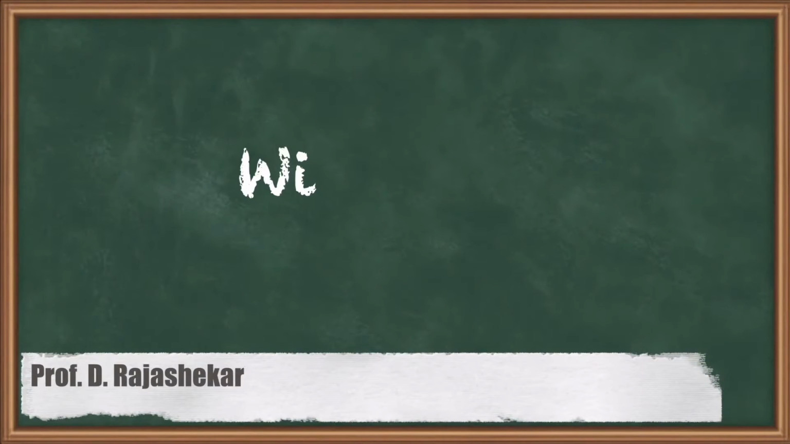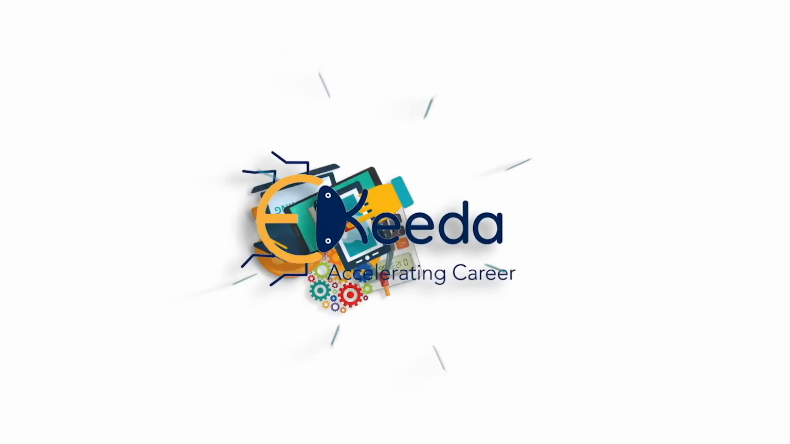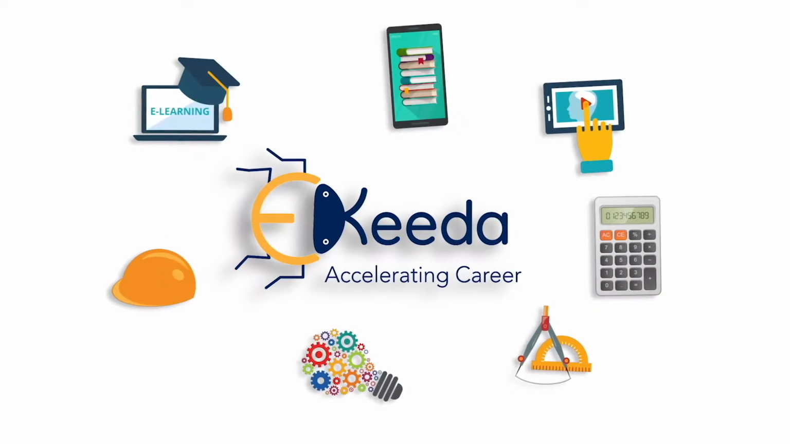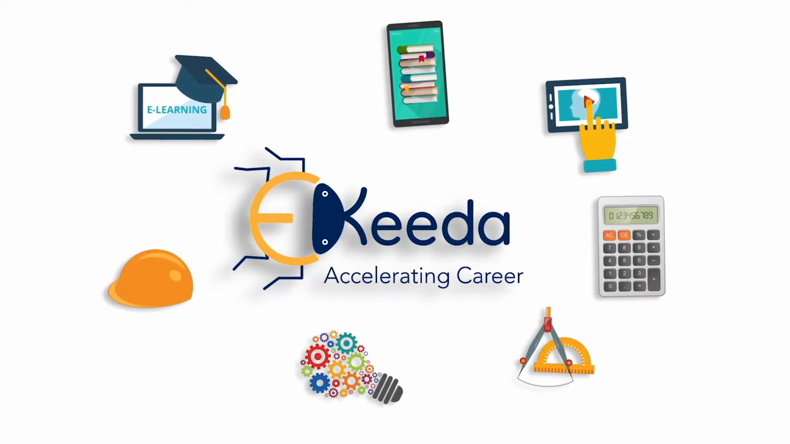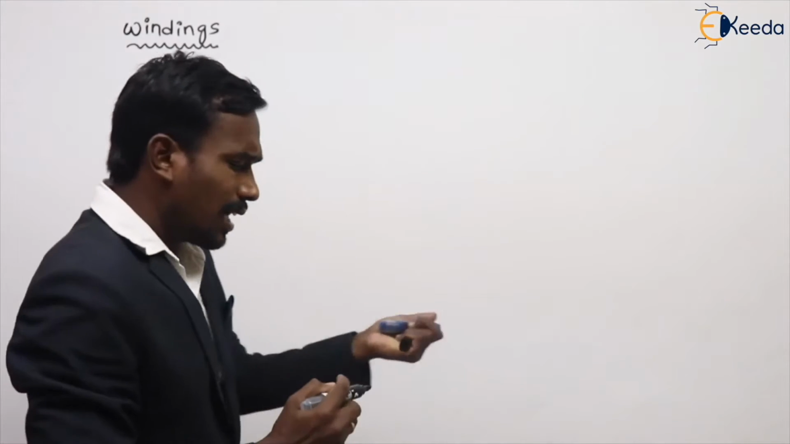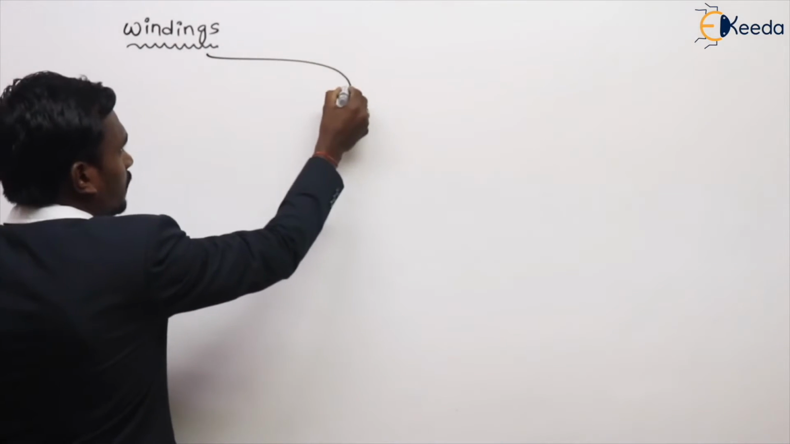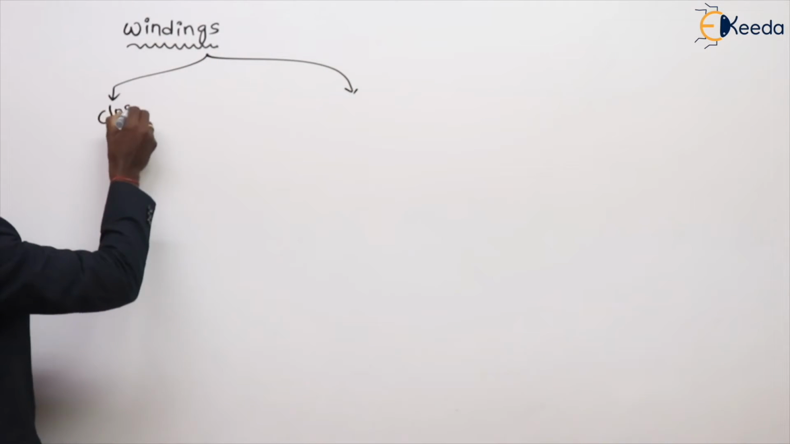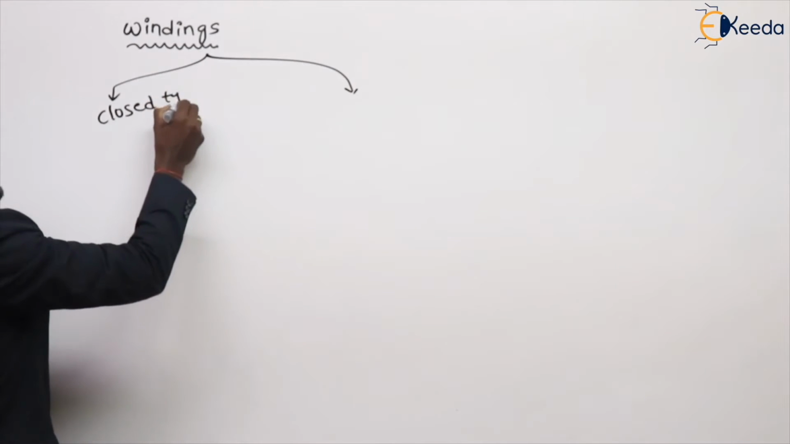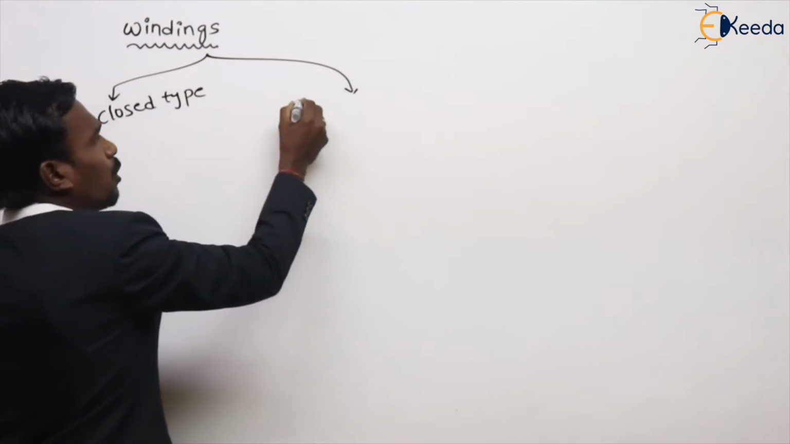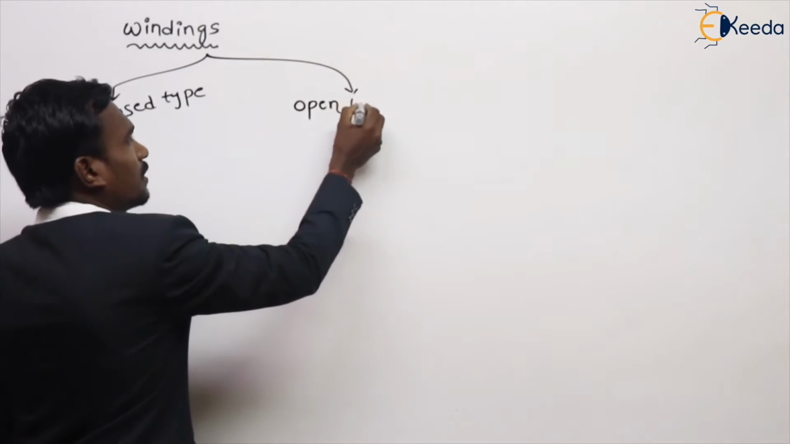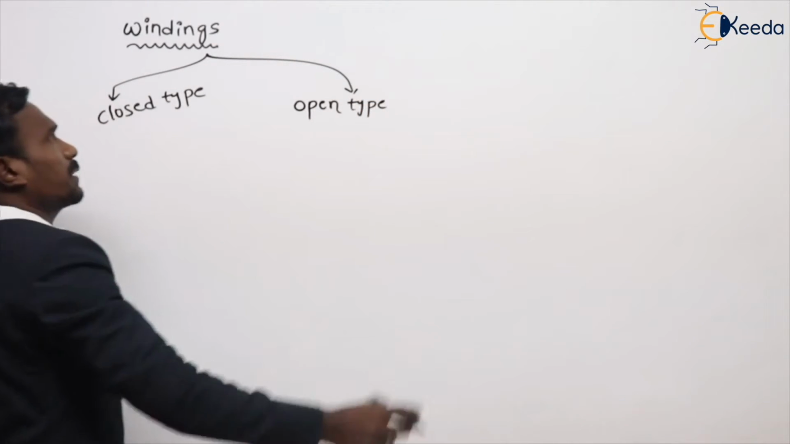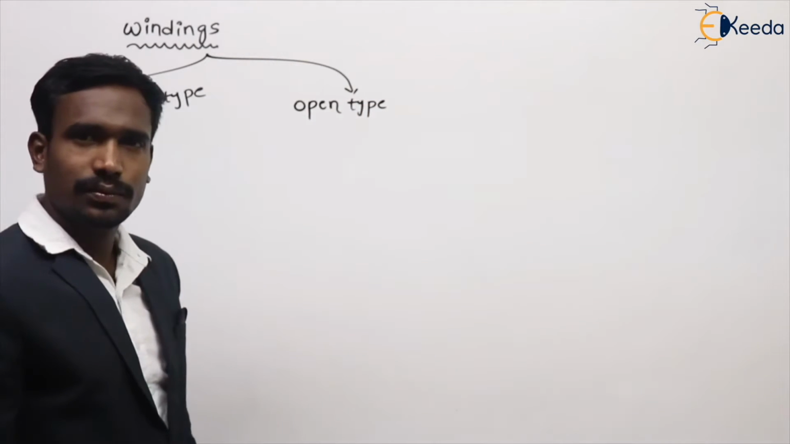Hi friends, in this video we are going to discuss different windings. Actually, windings are of two types in our electrical machines. Those are closed type of winding and open type of winding. These are the two main types of windings in our electrical system.